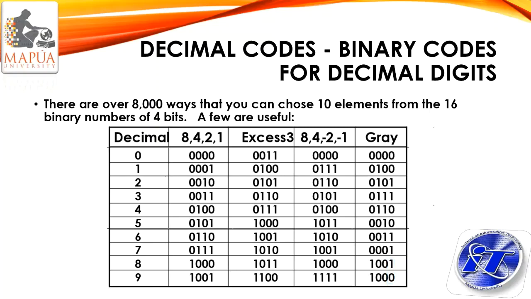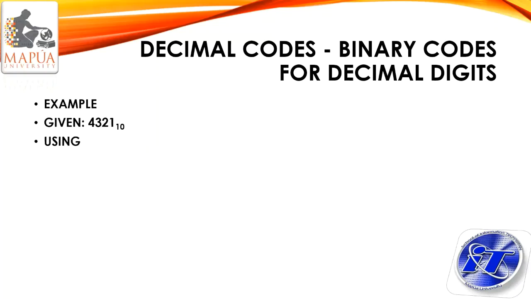So let's have an example. Given 4321, using 8421 notation, we're going to use 4 bits to represent each decimal digit. So this will be the result. 4 is represented by 0100, 3 by 0011, 2 by 0010, and 1 by 0001.